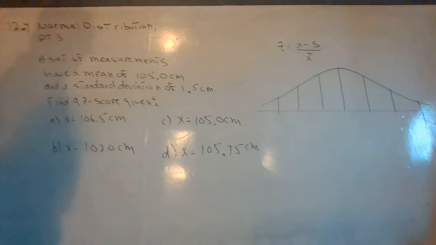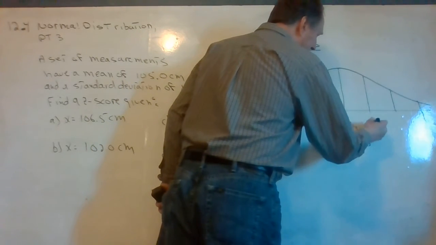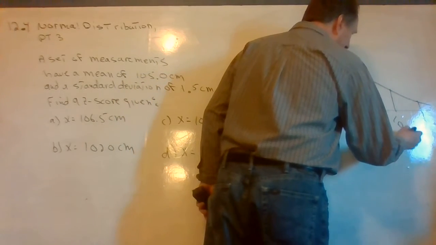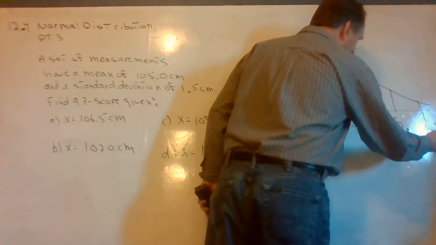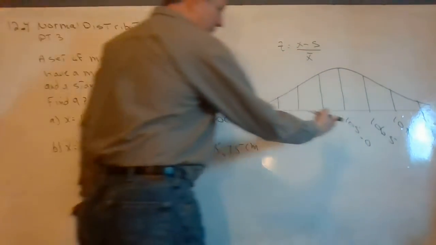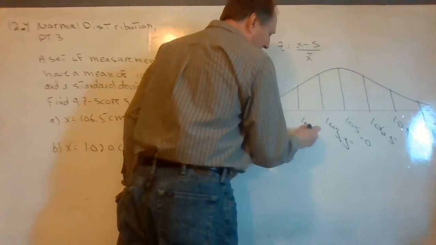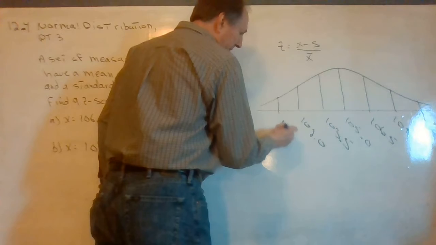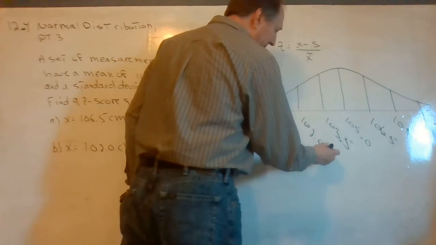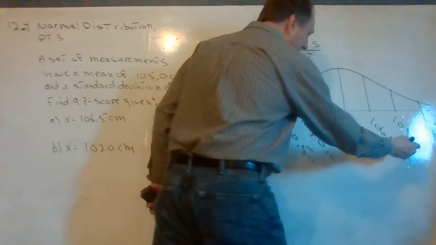Let's make our chart. 105 in the middle, 105.0, 106.5, 108.0, 109.5, just count off by 1.5. Subtract 1.5, 103.5, 102.0, 100.5, and these are centimeters. You can put labels on them.